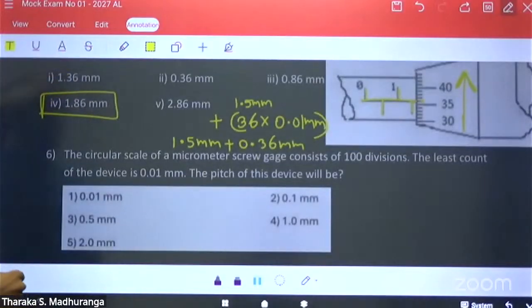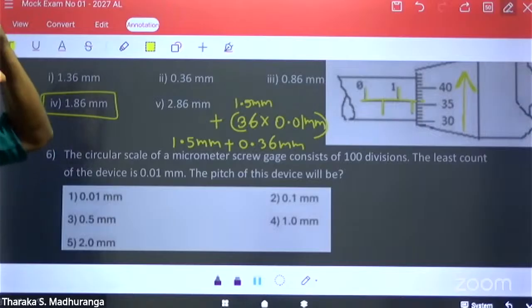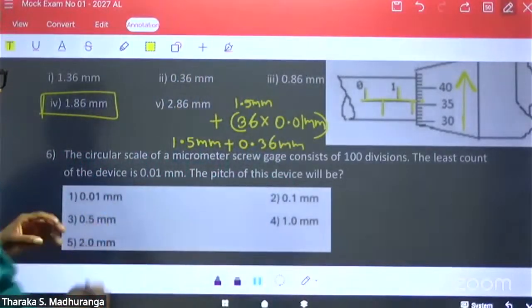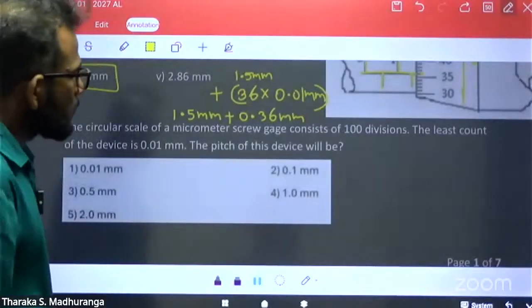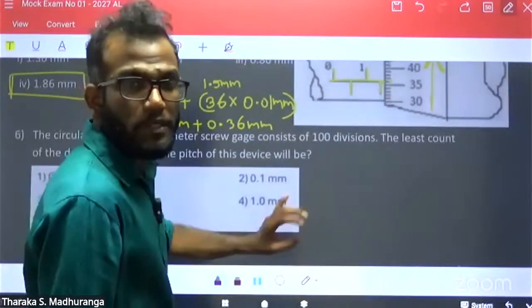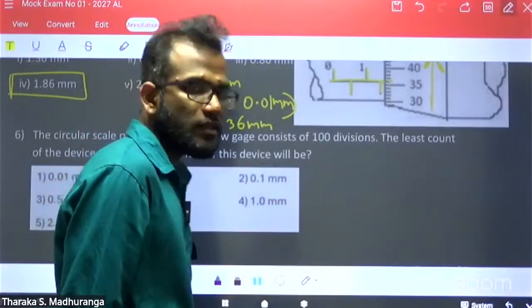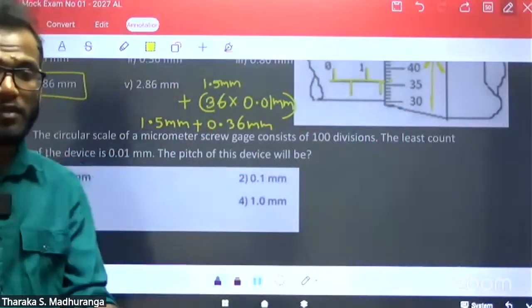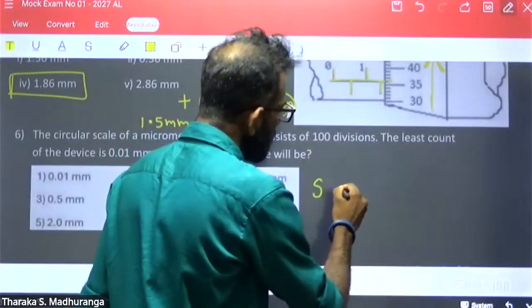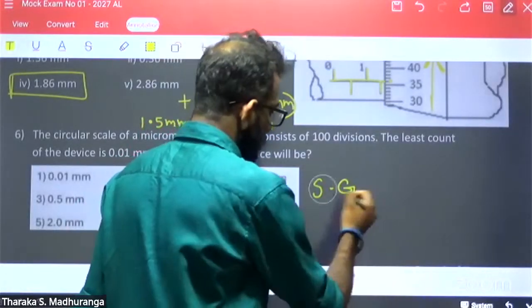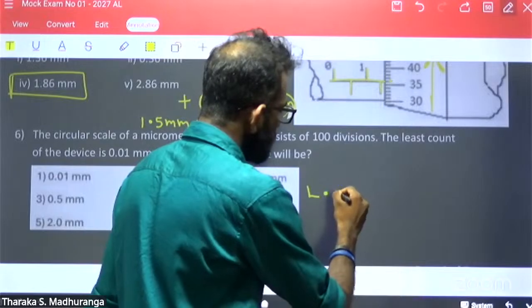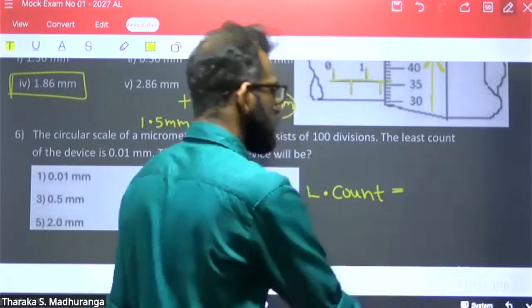Question number 6. The circular scale of a micrometer screw gauge consists of 100 divisions. The least count of this device is 0.01 millimeter. What will be the pitch of the device? How do we get this? Okay, pitch means the screw gap. It's correct. We can get it from the least count of the micrometer screw gauge. They are very simple, basic theory questions.